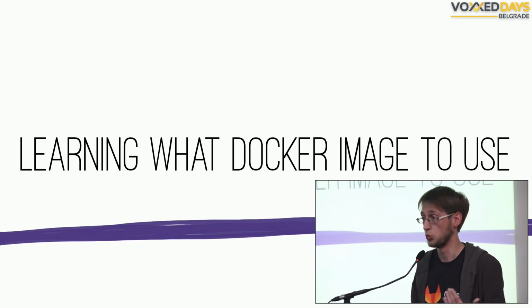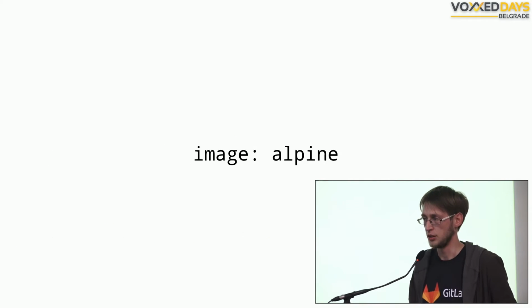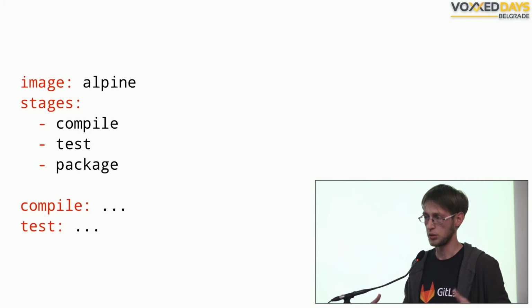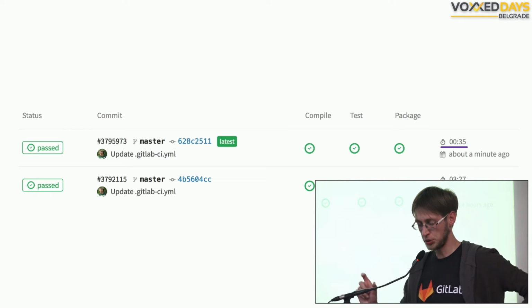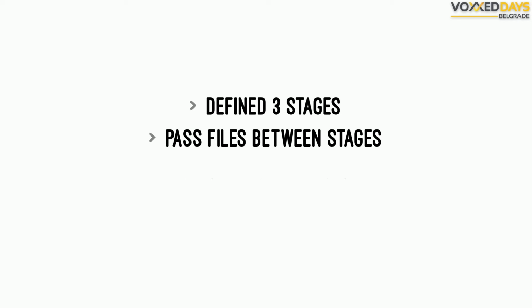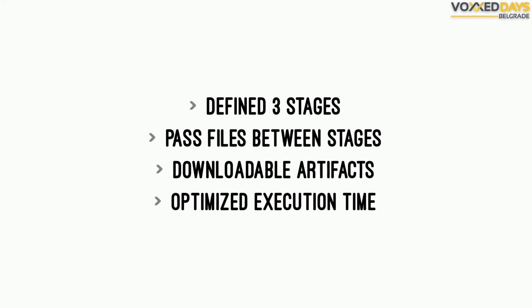So we need to learn what Docker image to use for our CI jobs. It turns out that there is a Linux called Alpine, and it's known for its compactness. We can just add this one line, and it will run all our commands in this Docker image, Alpine. And this small change drops the execution time from 3.5 minutes to 35 seconds. That's another achievement. So we just defined 3 stages, we learned how to pass files between stages, we know how to make artifacts downloadable, and we optimized execution time.